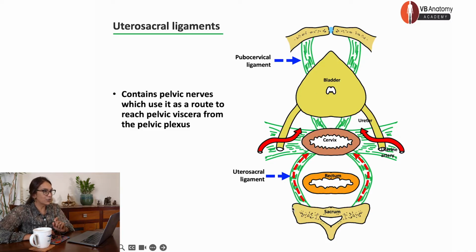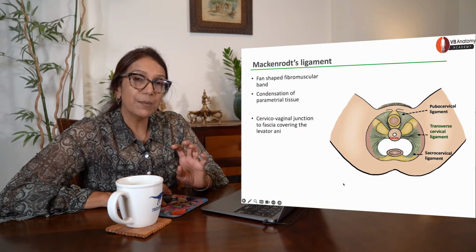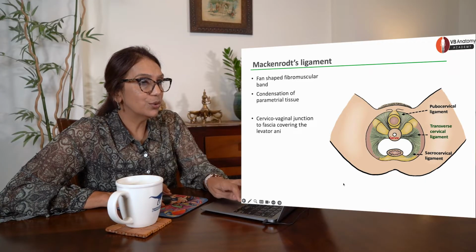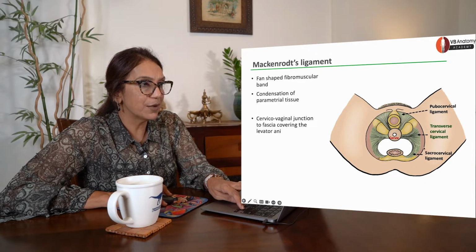Okay, so this uterosacral ligament also acts as a conduit for pelvic nerves, etc. to reach the viscera. Now, the next crucial ligament is Mackenrod's ligament, attaching the cervix to the lateral pelvic wall.